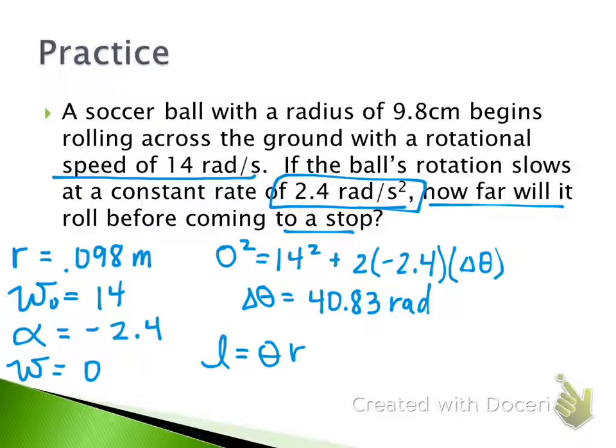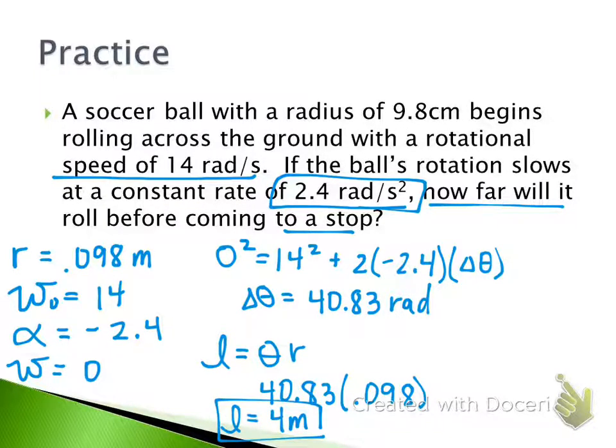L is the length of the outer part of our circle. So if it travels that many lengths or that many meters, that's the same amount of distance that it would roll. So this was one of the first equations we got. So we know that our radians is 40.83, our radius is 0.098, which means it traveled a distance of about 4 meters.